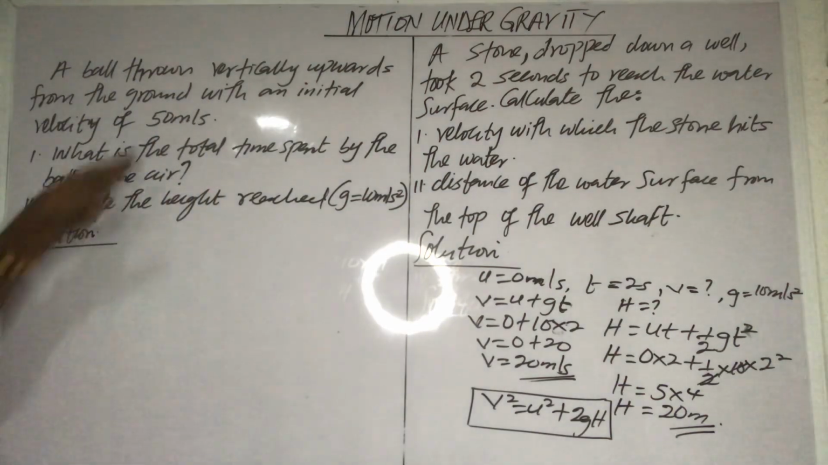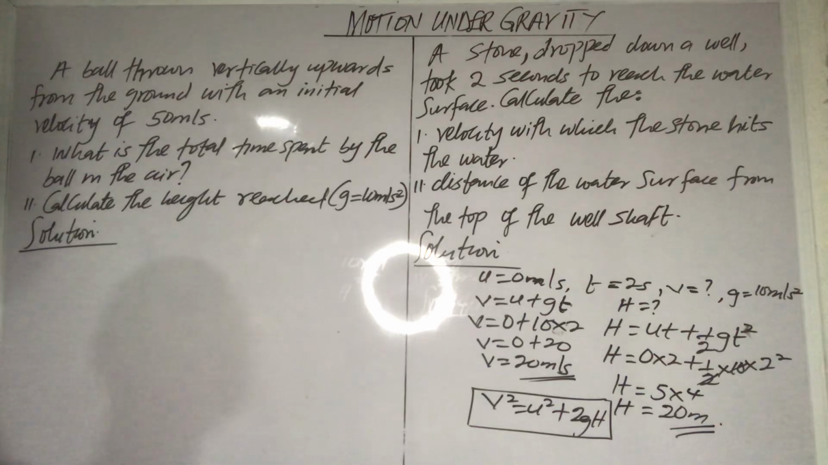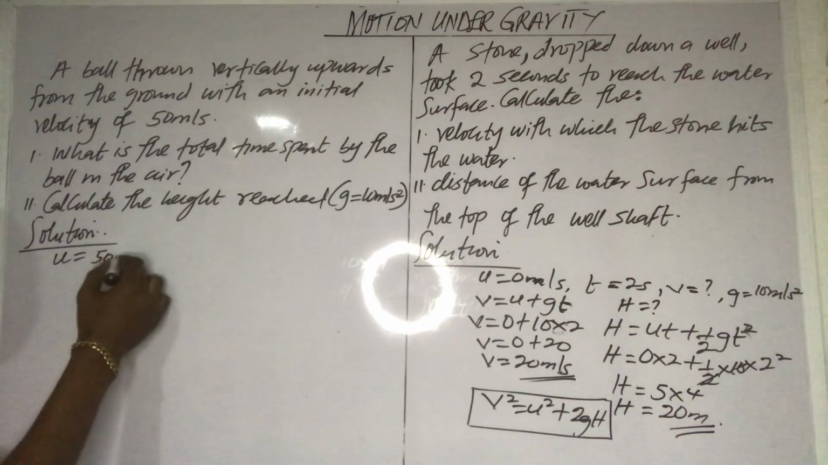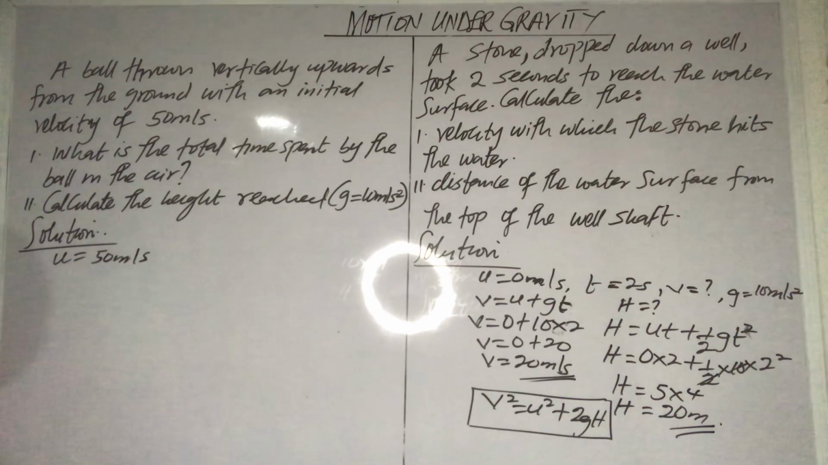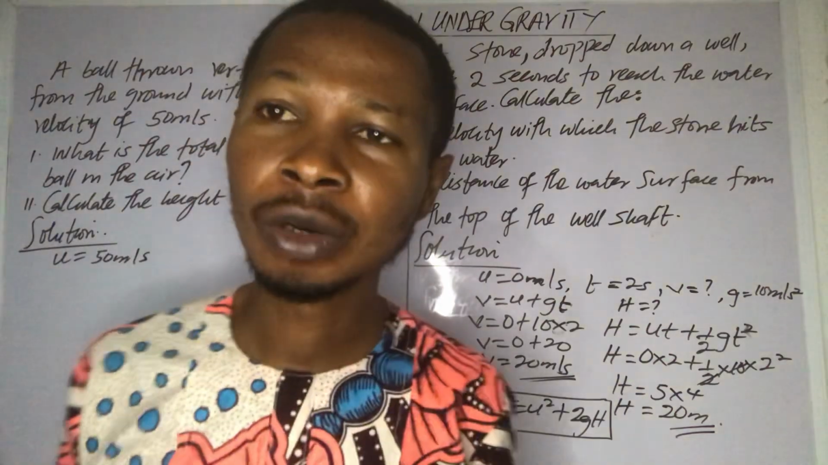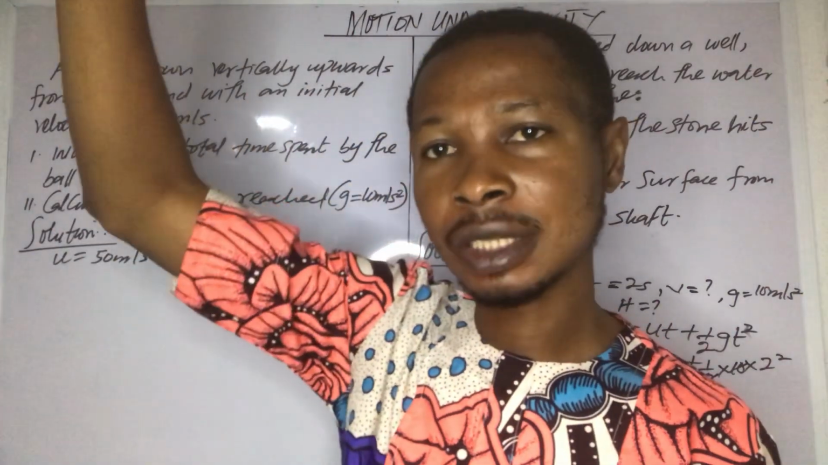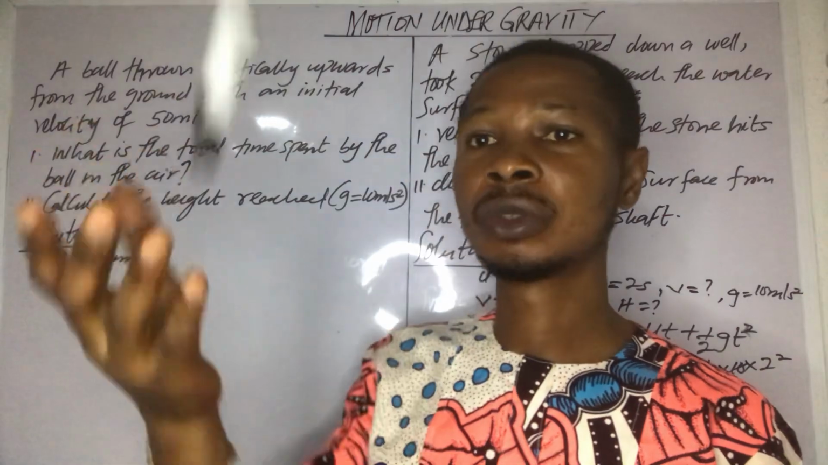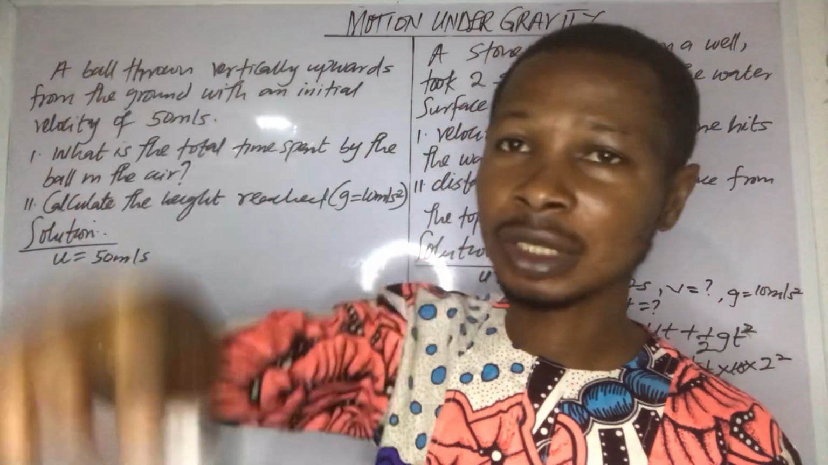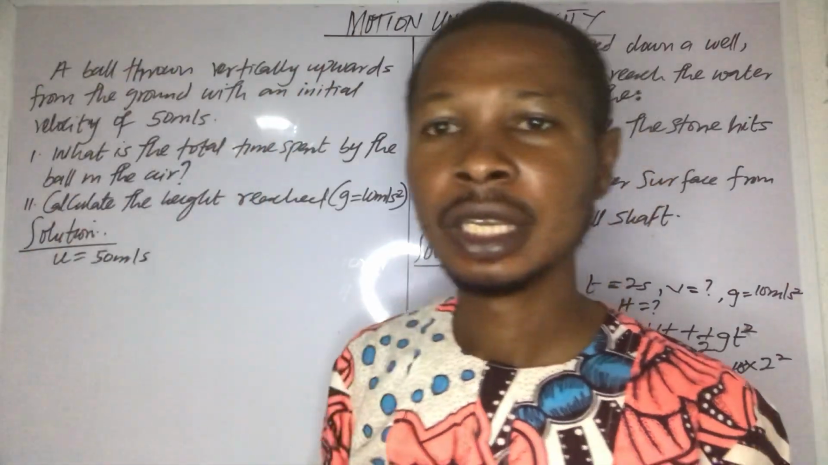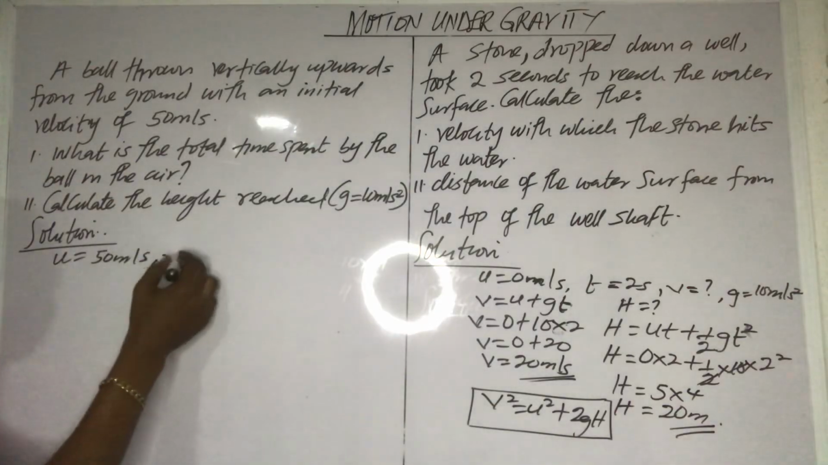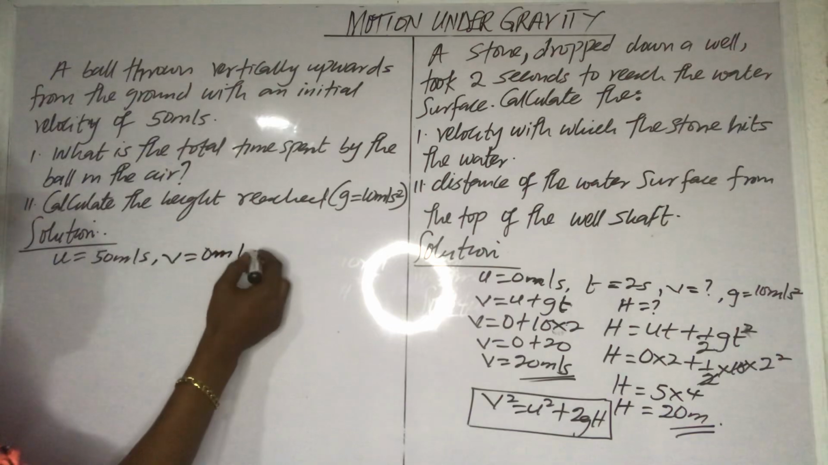And then you have the second one. A ball is thrown vertically upward from the ground with an initial velocity of 50 meter per second. So in this case, u is 50 meter per second. Since the body is thrown vertically upward, at the maximum height its final velocity is taken as 0 meter per second. If this marker is thrown up, at the maximum height before coming down, the final velocity is given as 0 meter per second. So in this case, v will be 0 meter per second.